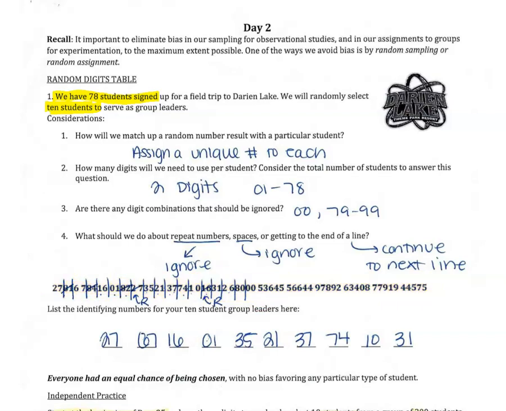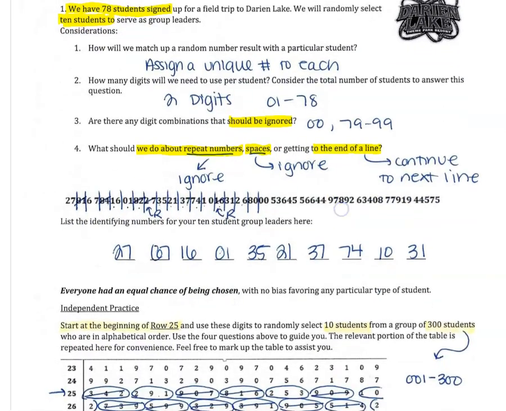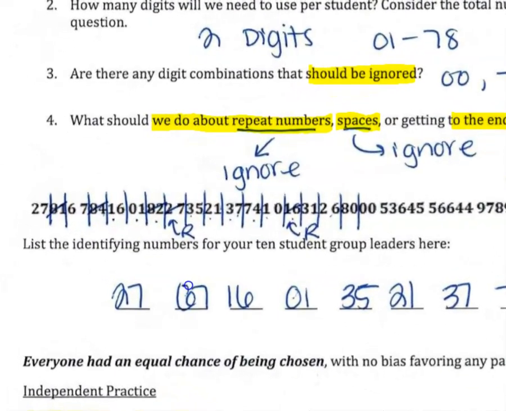out who gets selected. With me picking 2 digits, keep in mind that there's certain ones that I have to ignore. Like 00 doesn't correspond to a person based on how I have assigned them, and 79 through 99 are also too high. Those are not going to correspond to people. If we come about any repeat numbers, we'll ignore those because we can't pick the same person twice. Any spaces I'll ignore, and if I get to the end of a line, I'll just continue on to the next line.